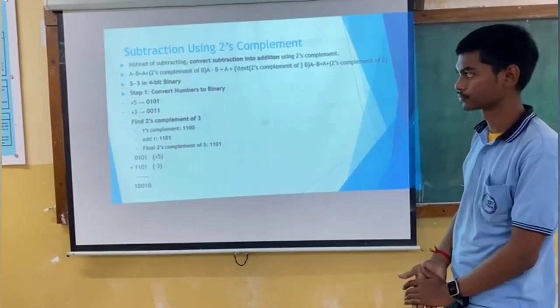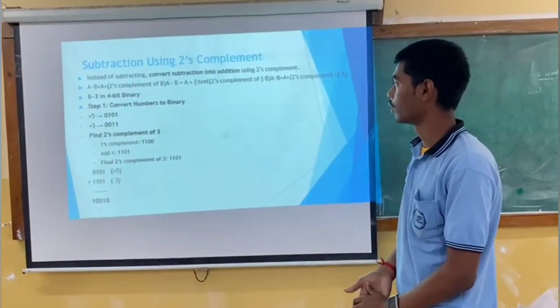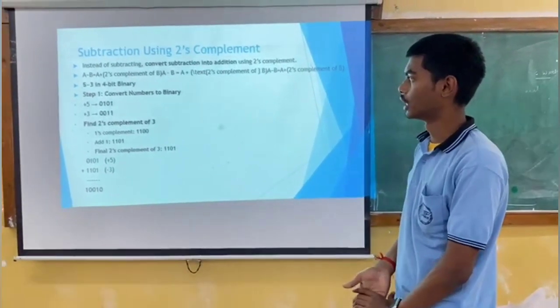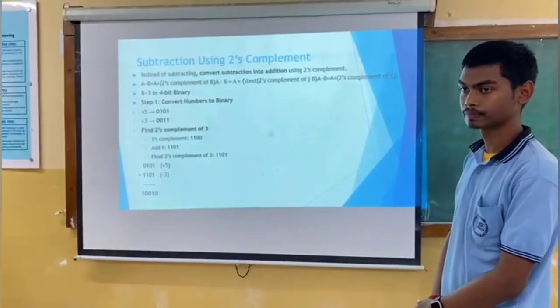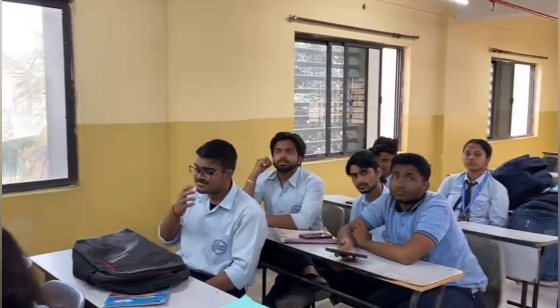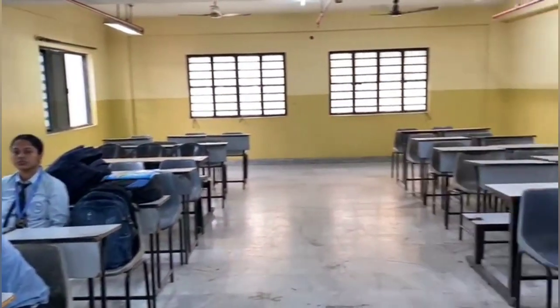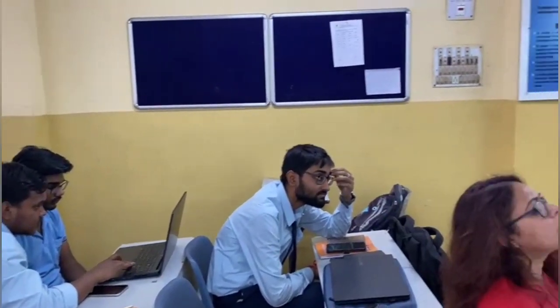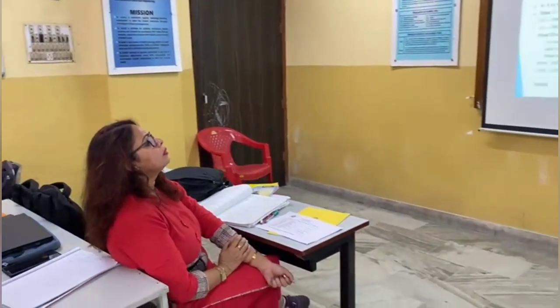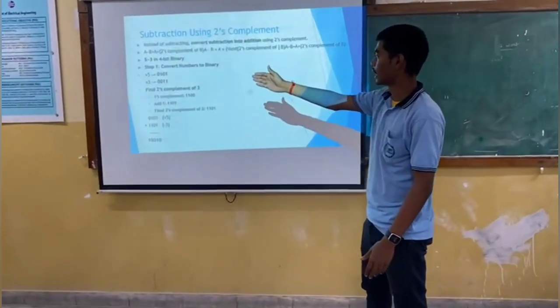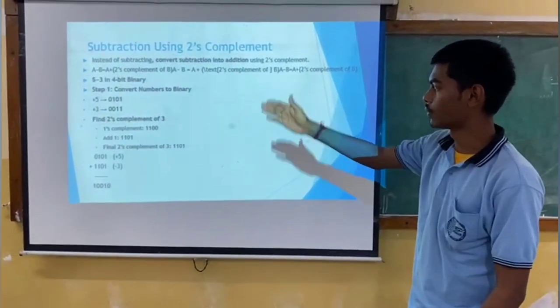Yes, ma'am. Here we have given an example of subtraction using 2's complement: 5 minus 3 in 4 bits binary. First step, we have to convert the number to binary. Plus 5 is equal to 0101 and plus 3 is 0011.